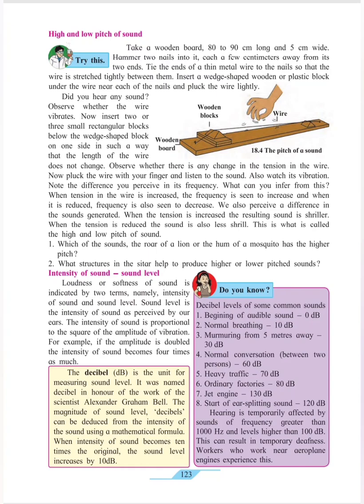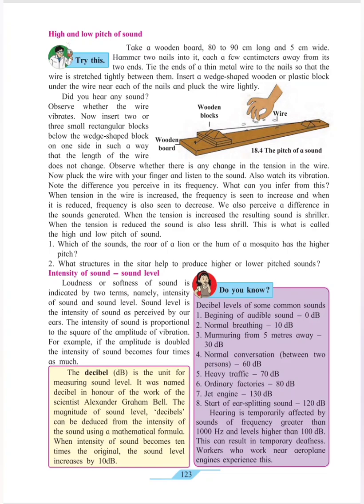When the amplitude of a vibration or an oscillation changes, at that time you will get the high and the low pitch of sound. When tension in the wire is increased, the frequency is seen to increase, and when it is reduced, frequency is also seen to decrease. The unit for the sound level is decibel, indicated as dB.